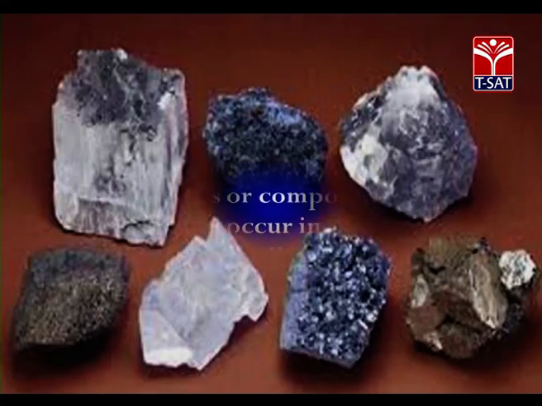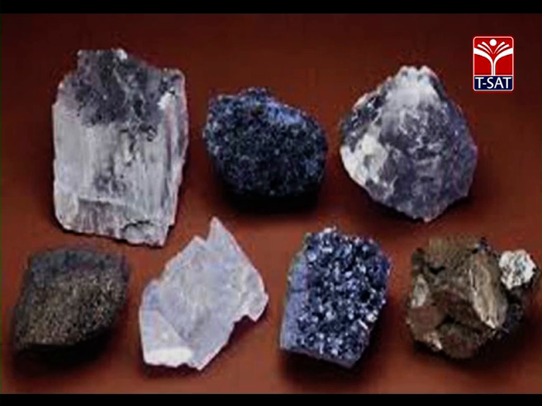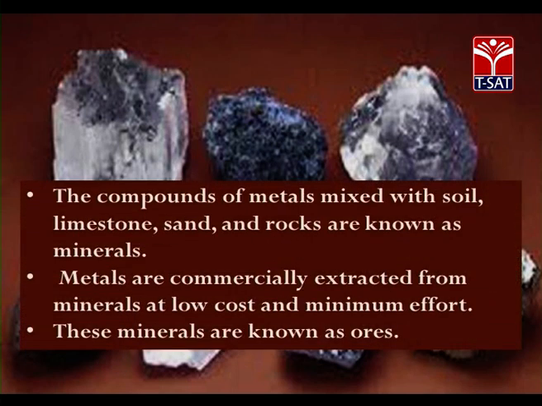So, depending upon the reactivity of the metal, they keep reacting with other non-metals and form minerals. These are the different minerals obtained in the earth's crust. So, the compounds of metals mixed with soil, limestone, sand and rocks are known as minerals. Then what are ores? Ores are found in the earth's crust, but from these ores only you can obtain the metal profitably.